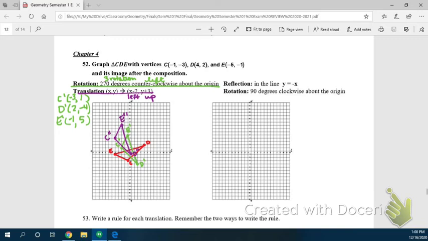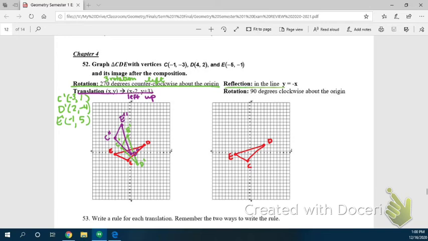All right, for the next one, the first one is asking us to do a reflection. Oh, well, I guess we have to plot the original first. So here I go. Okay, -1, -3 is here. 4, 2. -5, -1. And that is D and C and E.